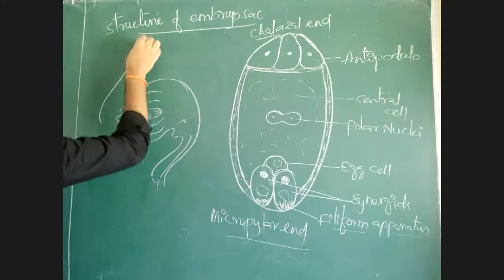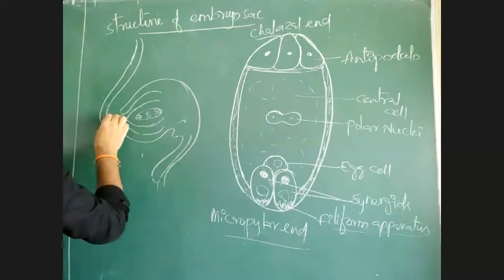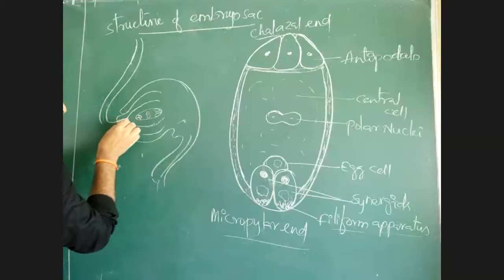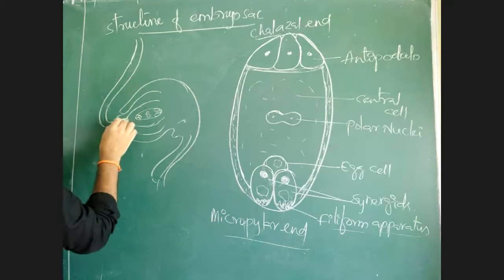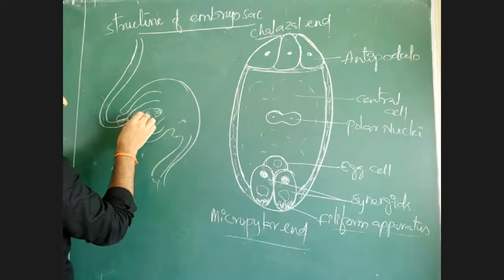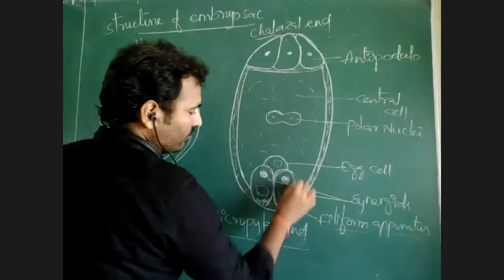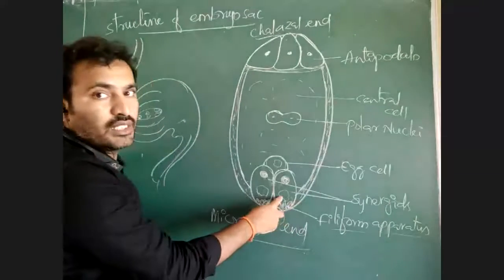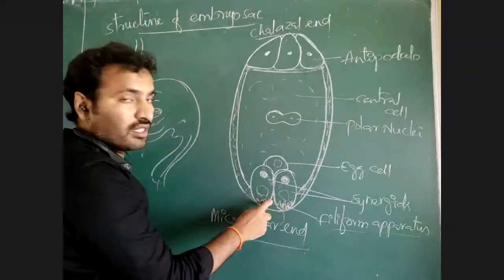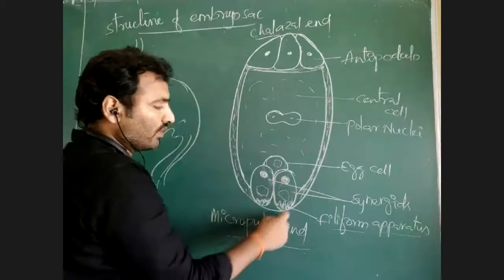So the pollen tube which is germinating on the stigma will carry through the style and enter the ovule. Once it enters the ovary, it will enter the micropyle of the ovule or any other part. Then the pollen tube will enter the embryo sac through one of the synergids. Two synergids are there. Through one of the synergids it will enter.